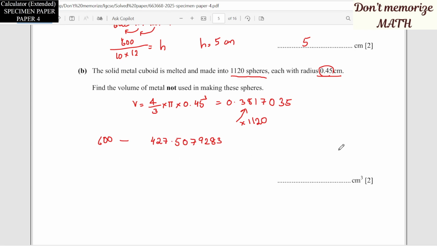So you will get 172.4920717. The final answer you can write in 3SF. When you round, you can just cancel because this number is less than 5. So the volume is 172 centimeter cube.